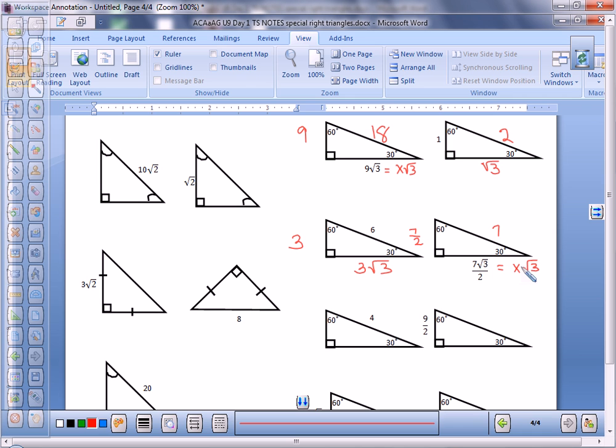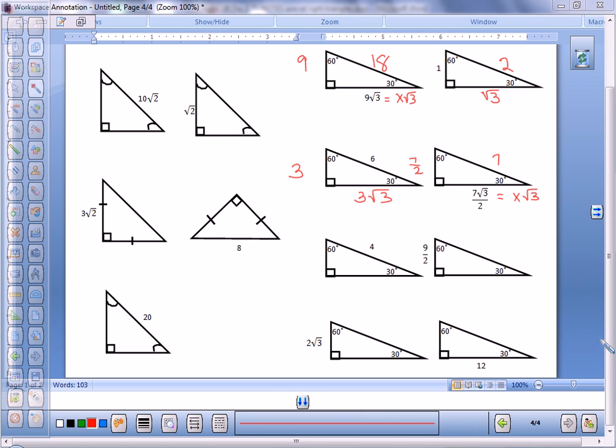Okay. Next one. Which side did I give you? Longest. Hypotenuse. Got to find the short leg first. What's the short leg? 2. What's the long leg? 2 root 3. Okay, next one. I gave you which leg? Short leg. What's the long leg? 9 root 3 over 2. What's the hypotenuse? 9.